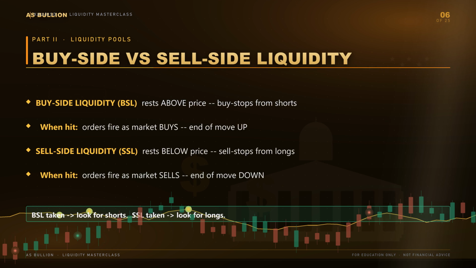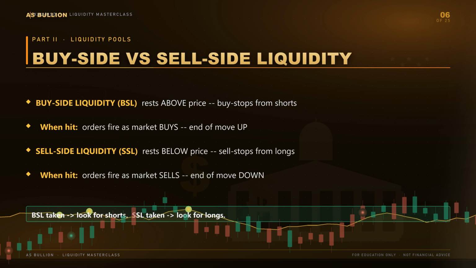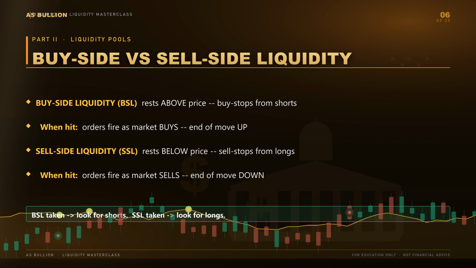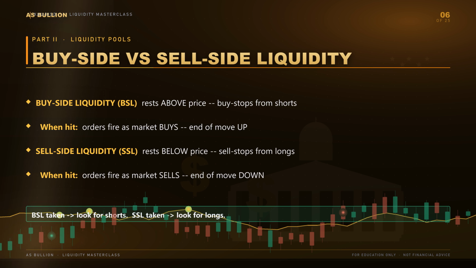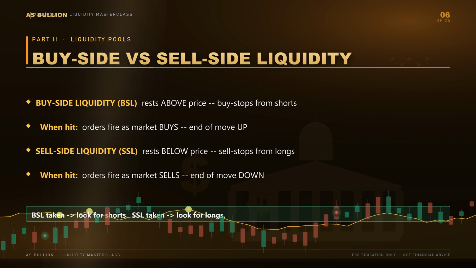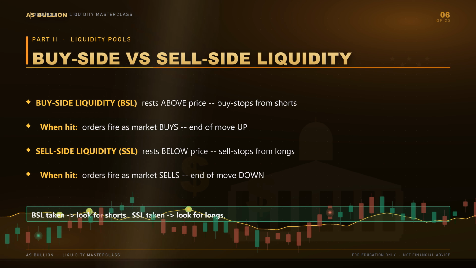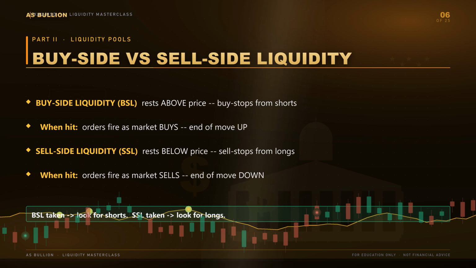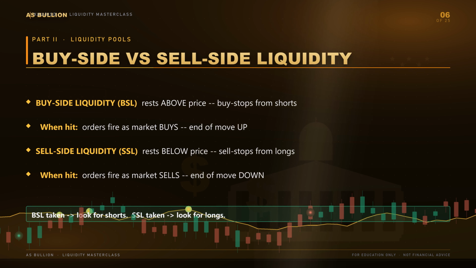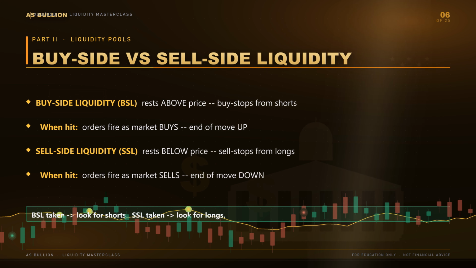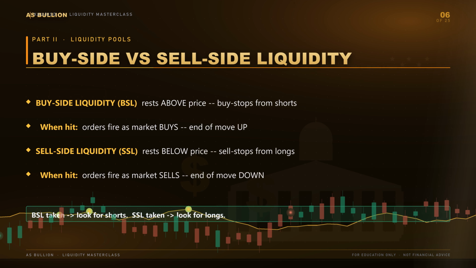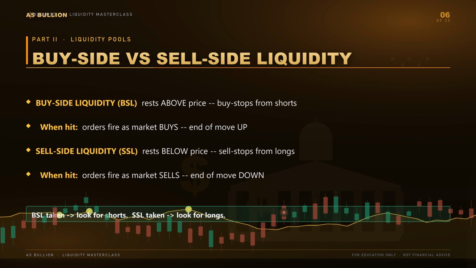Why sessions matter for pools. Each session leaves footprints, a session high and a session low. Each becomes a liquidity pool for the next session to target. The classic gold rhythm is this. Asia builds a range. London sweeps one side of it to grab liquidity. Then New York delivers the day's true directional move. Trade the reaction to the sweep, not the sweep itself. This session-to-session flow is the foundation of everything we will cover next.